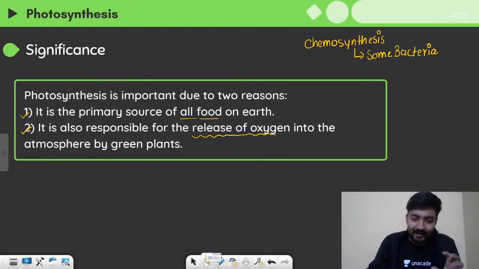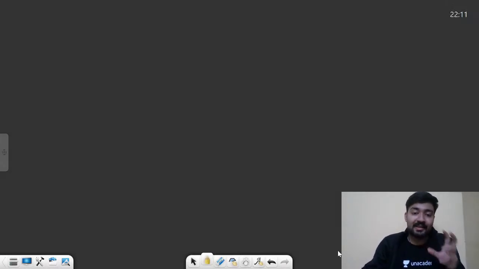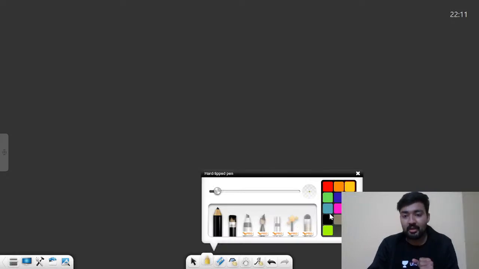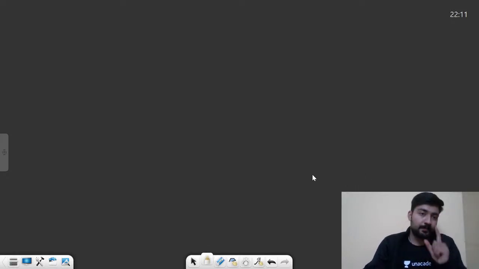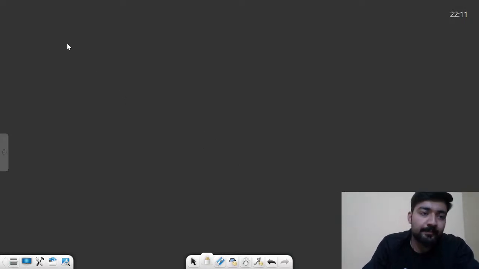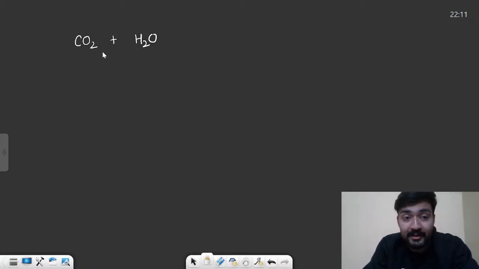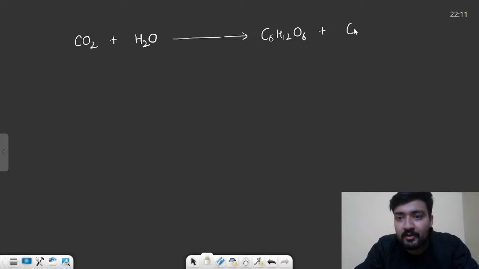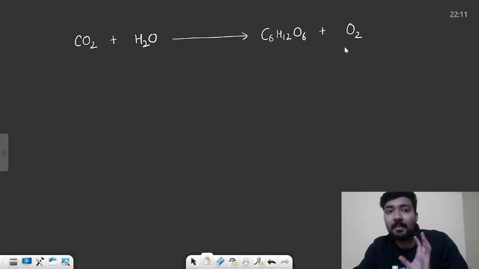So let us understand photosynthesis using its equation, because it is a chemical change, so it must have an equation. Now I will write two equations. Let me first write the reactants. We have carbon dioxide, which is a raw material of photosynthesis, and we have water, another raw material. These two combine and form glucose, which is C6H12O6, and with that it forms oxygen, right? So this is the unbalanced equation.